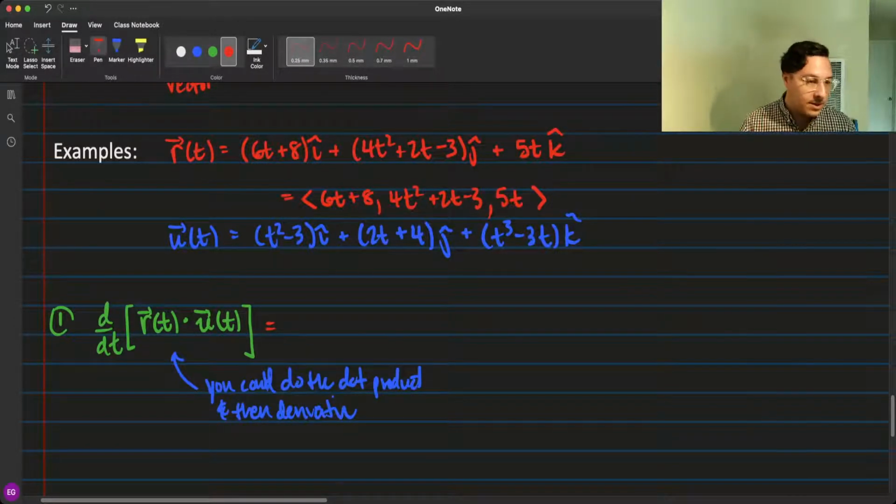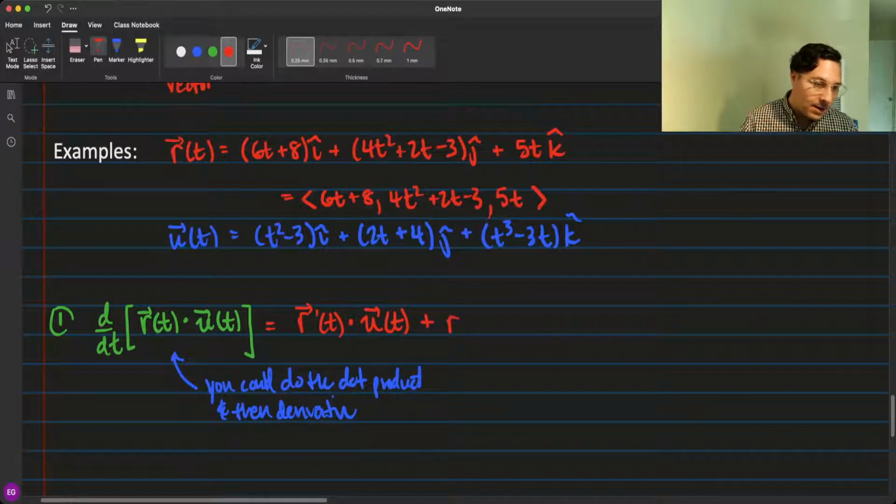The product rule tells you, well, I need to take the derivative r prime of t. I'm going to dot it with the function u, and then I'm going to add r dotted with the derivative of u.